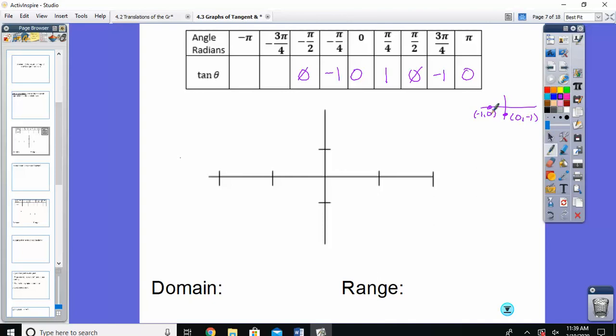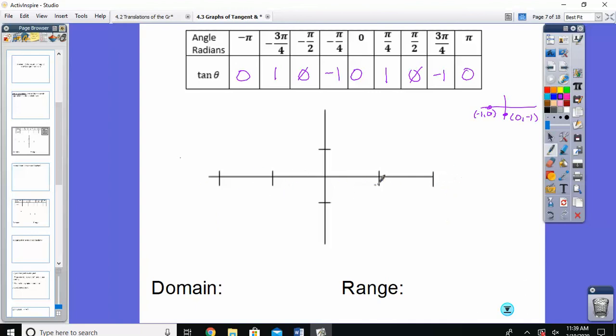Negative 3 pi over 4 is just like pi over 4, but in the third quadrant. Third quadrant tangent is positive, so it'd be positive 1. And negative pi is the same as positive pi. You're at 0. Okay, so I picked some weird angles here, but let's start plotting these.